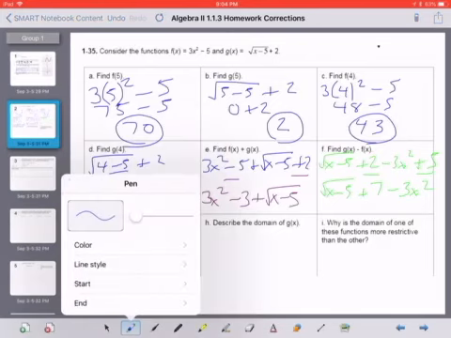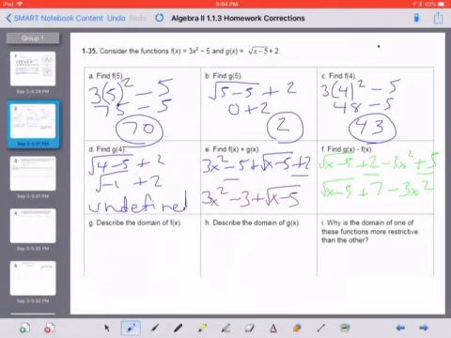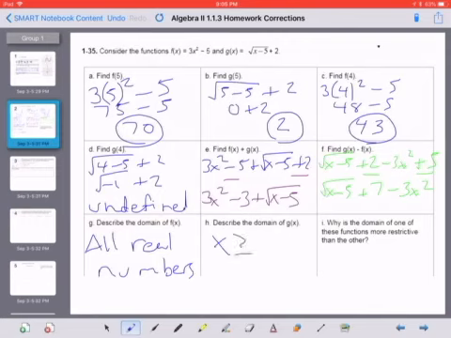The next one says describe the domain of f of x. Well, f of x is a squared function. It's a quadratic, so the domain actually is all real numbers. Or you could have written negative infinity to positive infinity. For H, describe the domain of g of x. Well, g of x has to be greater than 5, because like in D, I can't take the square root of a negative number. So x has to be greater than or equal to 5.